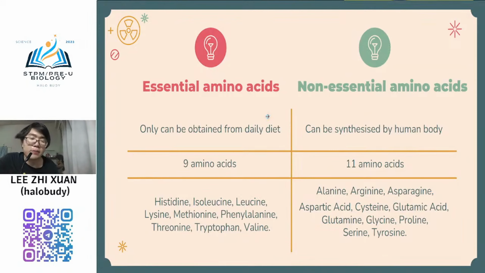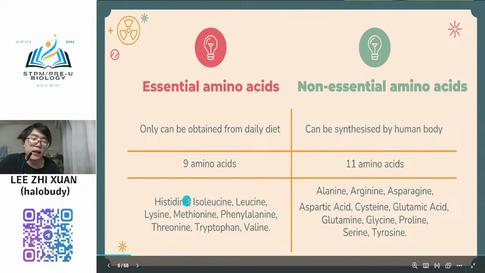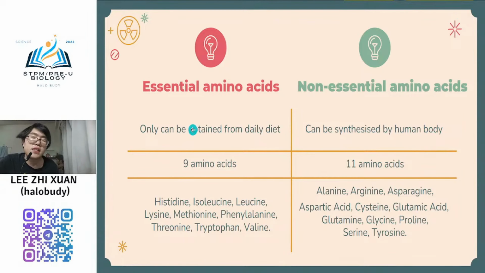So as I mentioned, there are only 2 categories, essential and non-essential. There are 9 essential amino acids and also 11 non-essential amino acids. So what are the 9 essential amino acids? These 9. And what are the 11? These 11. The main difference is that essential ones you must obtain from diet, your body cannot produce them. But non-essential ones, your body can produce.